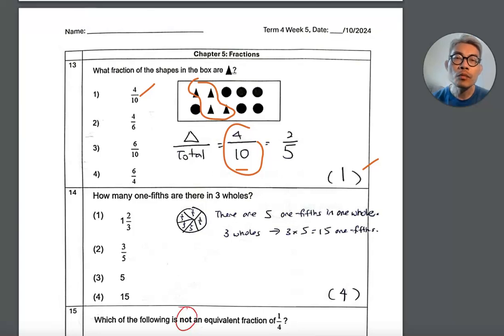Next one, how many 1/5 are there in 3 wholes? Now, in one whole, this is one whole. In one whole, you see that there are 5/5. How do I know there are 5/5? Because if I add up 5 1/5, what will I get?